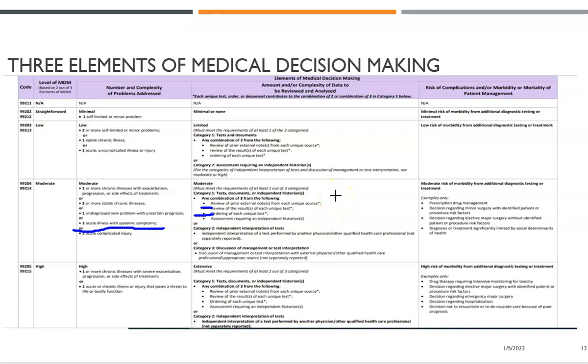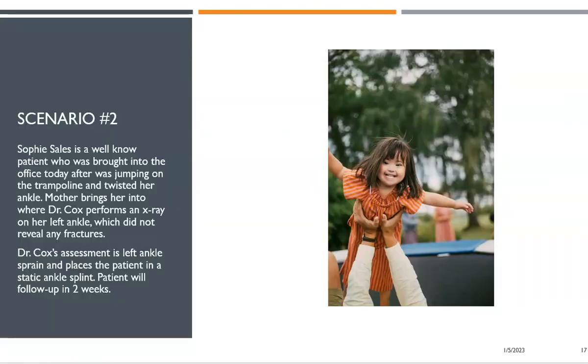So our physician did 2 tests, right? The influenza, and the COVID. So our physician ordered these and reviewed them. So that's 4. That meets the moderate. And our physician also did prescription drug management by giving our patient a Z-Pak. So we are at a 99214. Let's look at scenario 2.